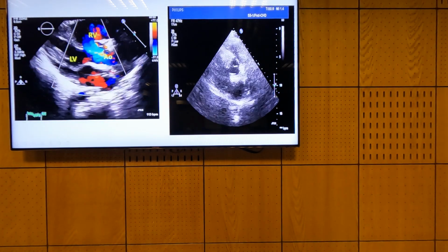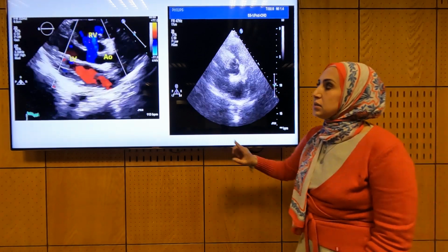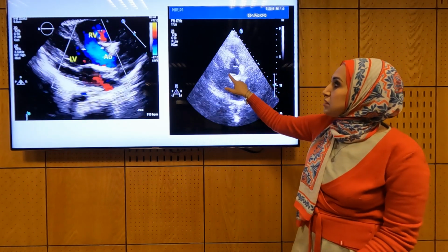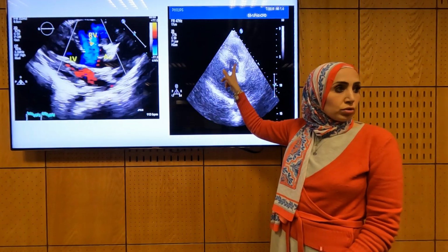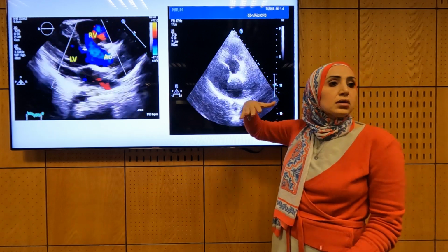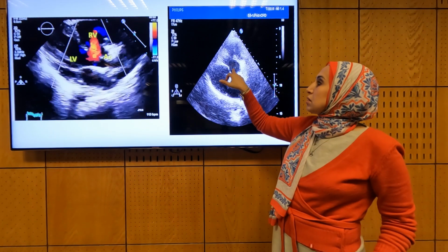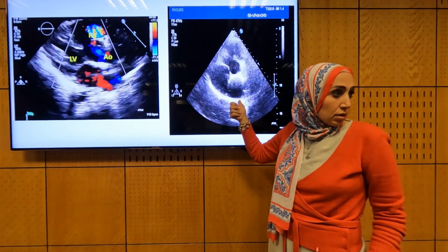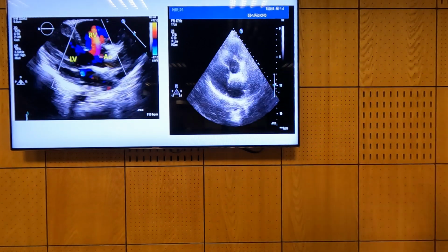Okay, so we have a VSD related to the aorta, but we have to confirm that this VSD is between the aorta and the tricuspid, absent here. This VSD is bordered by the fibrous border for aorta and tricuspid. Is that clear? How to see the perimembranous VSD?